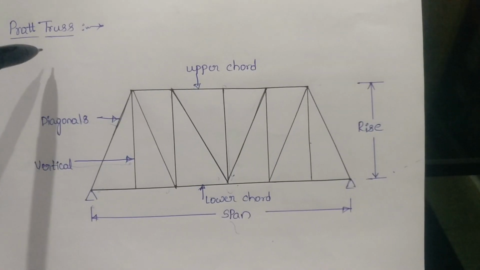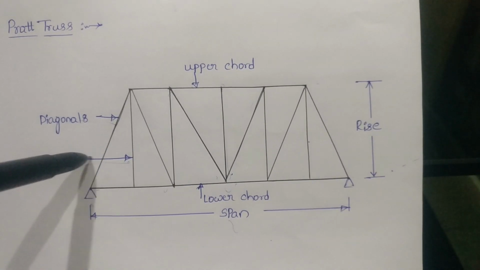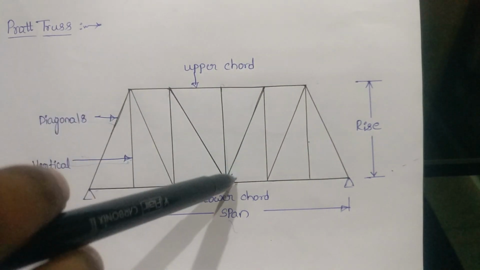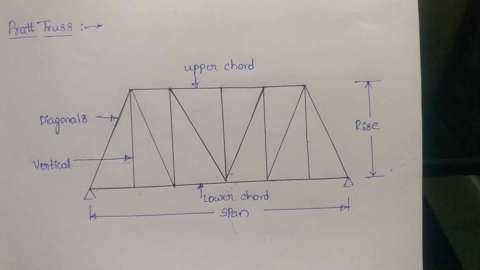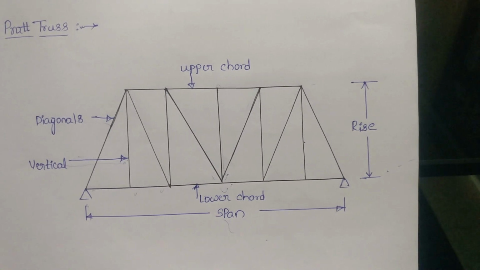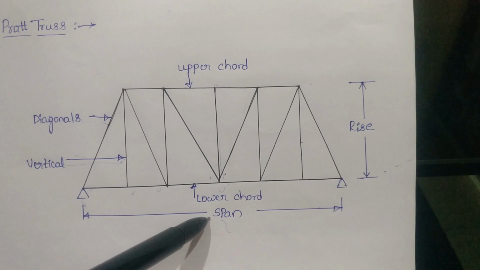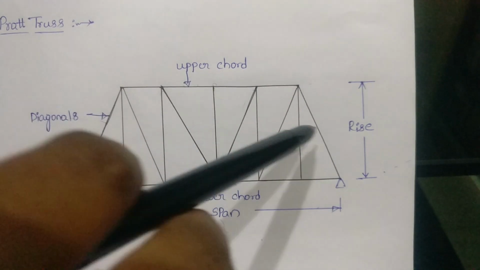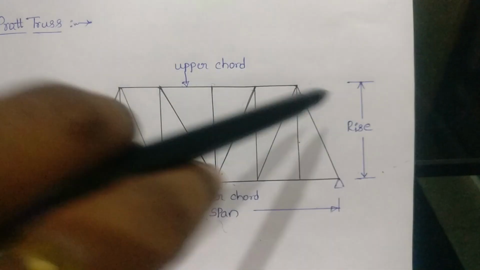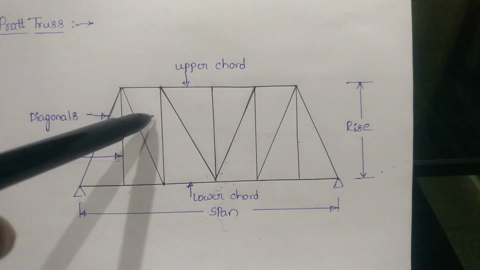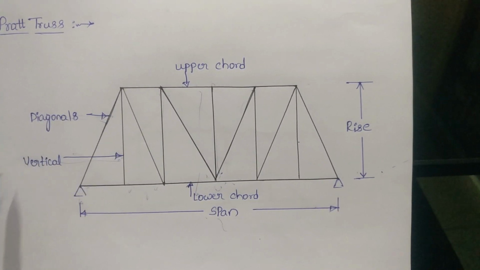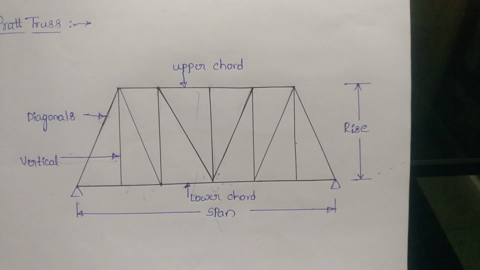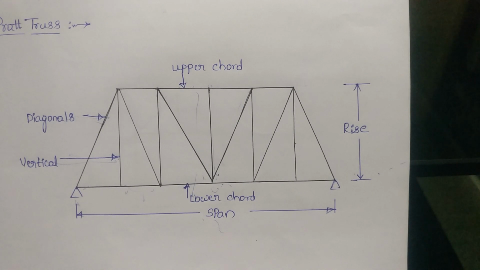Next, Pratt truss. Here it includes vertical members and diagonals that slope downwards to the center of the truss. This Pratt truss is opposite to the Howe truss. From here to here, this is the span of the truss. This is the lower chord and this is the upper chord. From here to here, this is the rise of the truss, and these are the diagonal members and these are the vertical members. Now let us see some of the live structures of Pratt truss.